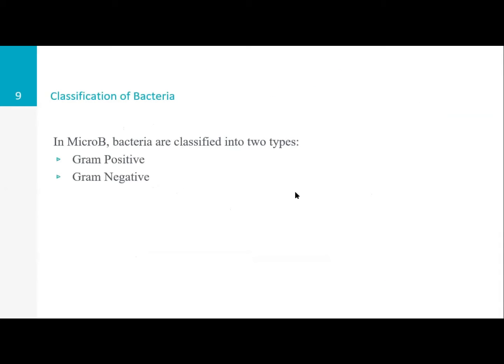So in terms of the classification of bacteria, there are two. You're always going to have to deal with either your gram-positive or your gram-negative. And these names are actually given to the bacteria based on their response to staining. So a gram stain test will be conducted, and based on the properties exhibited by the bacteria in response to that test, you're going to have a result that would either be positive or negative.